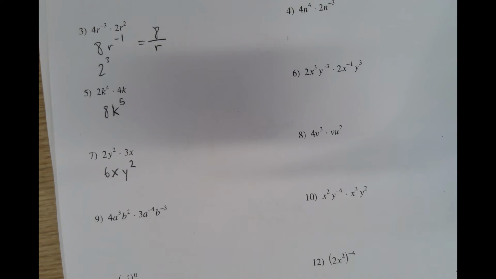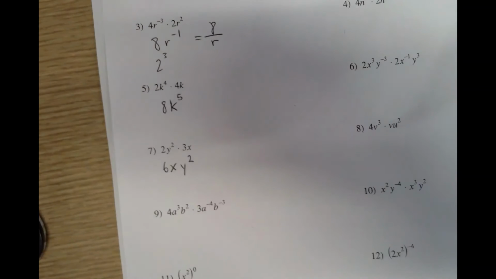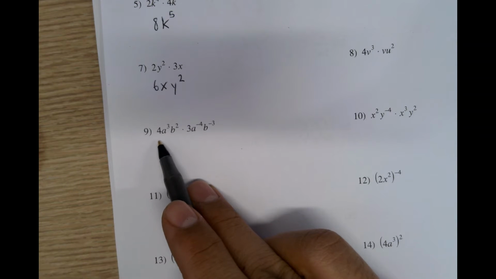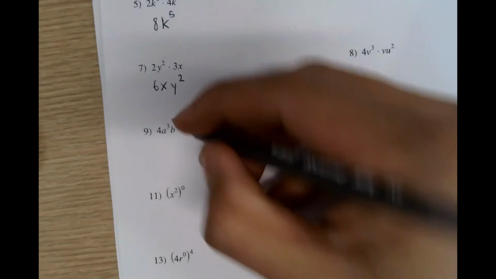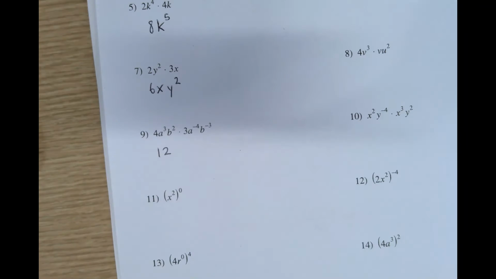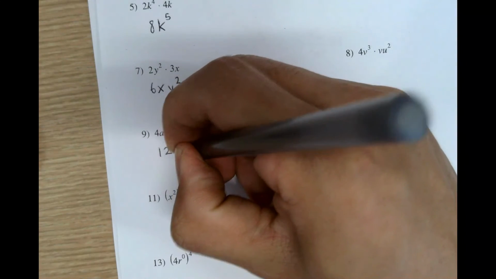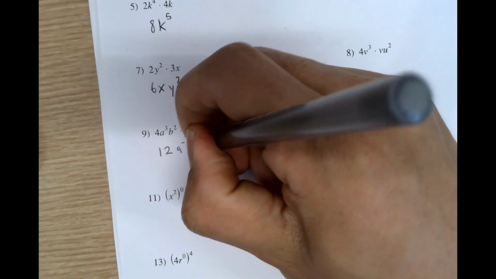We'll take a more complicated example with number 9. You can see here that, again, you can combine the coefficients, or the numbers in front. So you can do 4 times 3, which is 12. And then you're going to combine a and a. So you have a to the negative 1 power. And then you have b to the negative 1 power.